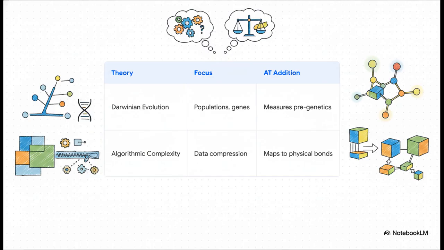Objectively, critics correctly point out that the math resembles algorithmic compression, like Lempel-Ziv or Shannon entropy. But assembly theory's unique complementary addition isn't about reinventing computer code. It's about mapping these computational concepts directly to measurable, physical, molecular bonds. It gives us a way to measure the importance of information and selection before genetic replication even existed.